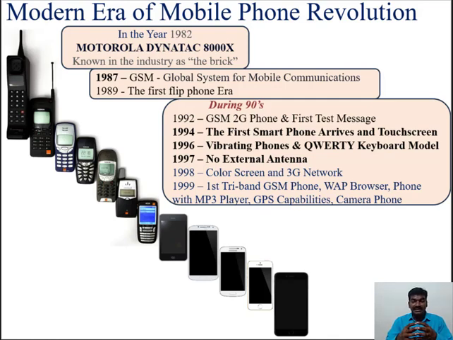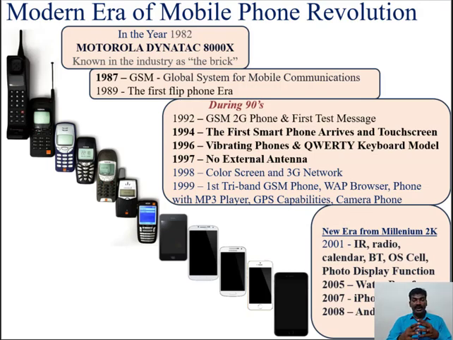In 1996, the first vibrating phones were introduced, and then QWERTY keyboard models were released. In 1997, phones without antenna were released. In 1998, color display screens were released, and then the 3G network came in place. And in 1999, the first tri-band GSM phone, web browser, phone with MP3 player, GPS capabilities were released, and a phone with camera was released.